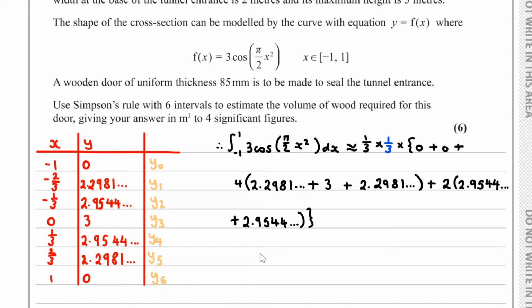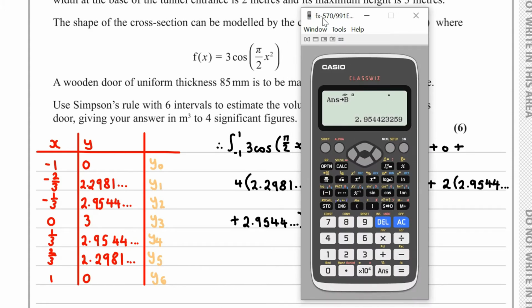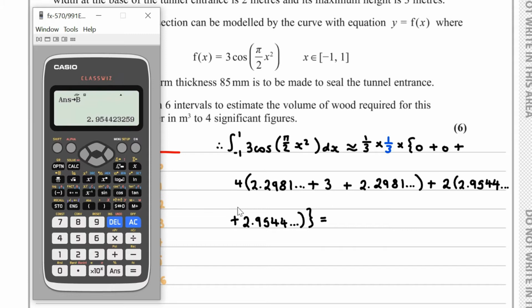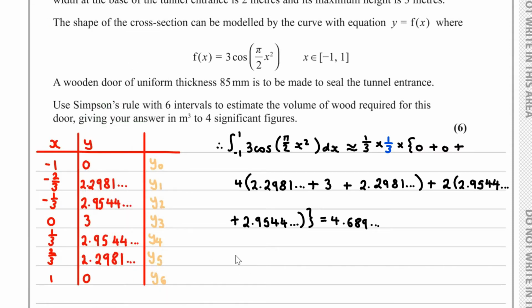So if we work all of this out, if we substitute everything into this curly bracket first, we've got 4 lots of that value here, which I said was A, plus 3 plus A, plus 2 lots of this value, which I said was B, plus another B. And then we multiply this by a 9th, which is the same as dividing by 9. So it turns out here we get 4.689, etc.